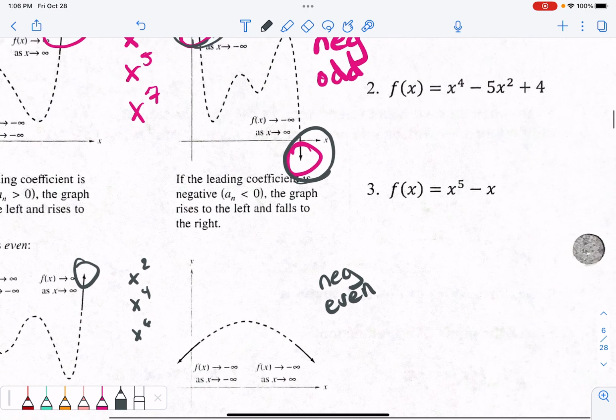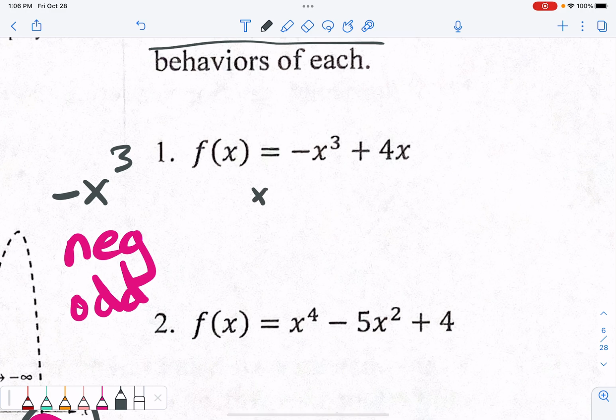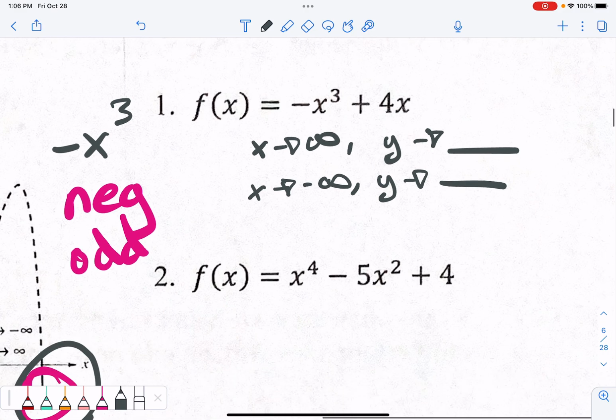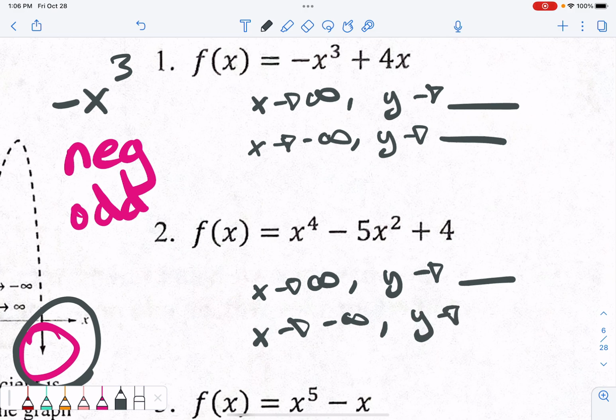Okay, we have examples 1, 2, and 3 off to the right-hand side, and it says describe the right and left-hand behavior. There is a way of doing that, and you have to be specific. You have to write out the notation that we use. We say, as x goes to infinity, the y is doing something, and then we fill in the blank. As x goes to negative infinity, the y is doing something. We fill that in every single time.